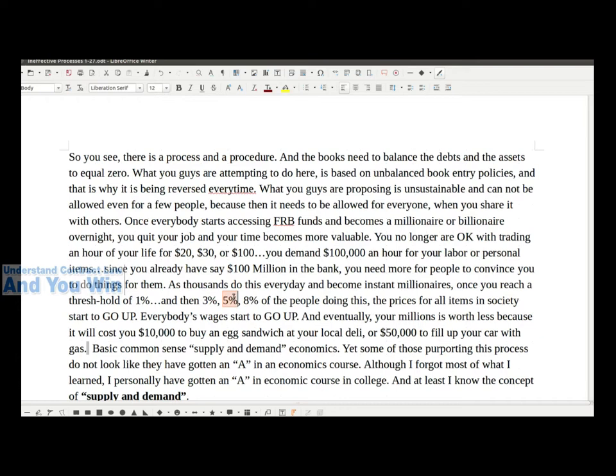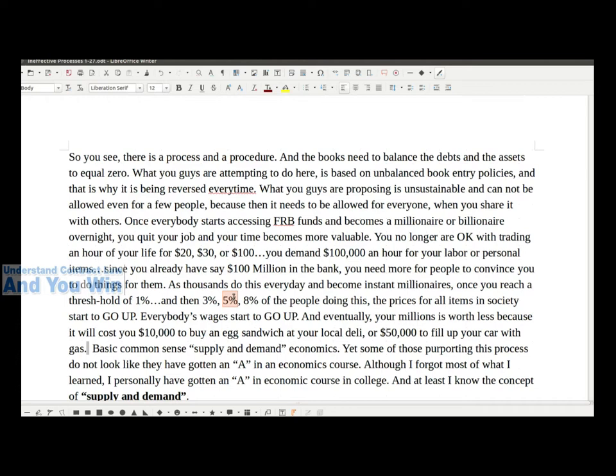I better go help my nieces and nephews and my cousins out and tell them, hey, the reason why prices of things are starting to go up is because everybody's time is worth more, because everybody's a billionaire. 5% of the people in America are now billionaires, so I need to teach you how to become a billionaire. This is how you access your Federal Reserve funds and do what everybody else is doing.